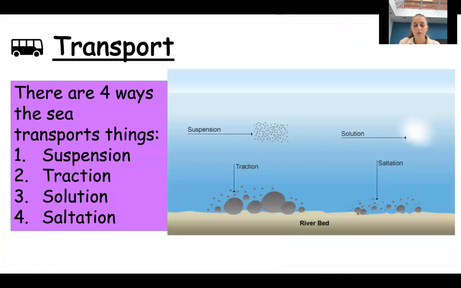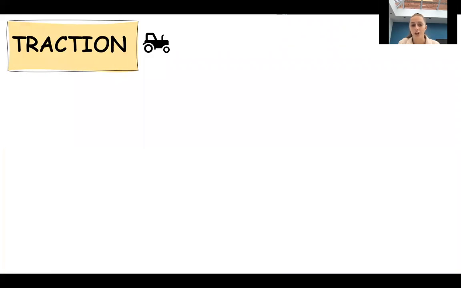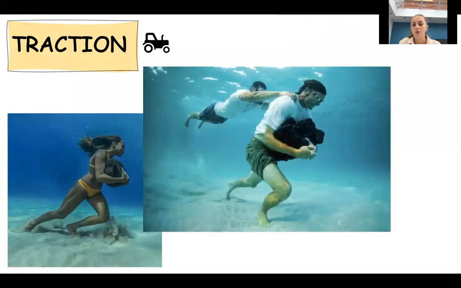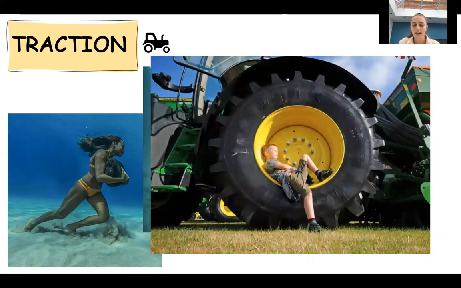So there are four ways that the sea transports things, and we're going to have a look at these four ways in more detail. The first one is traction. Traction is where the rocks are really large, really big rocks, and they're rolled along the seabed. The sea hasn't got the energy to pick the rocks up, they're too big and too heavy, and therefore they're rolled along the seabed. An easy way to remember this is the wheels of a tractor are obviously really big, and they roll along the ground. So traction and tractor just means that they roll along the seabed. That's an easy way to remember it.